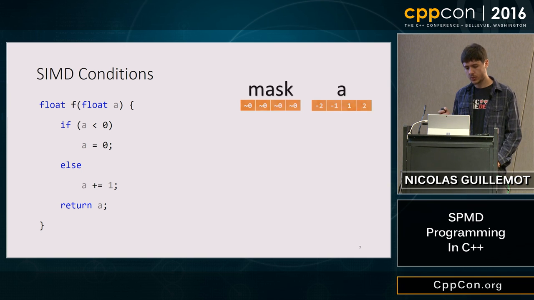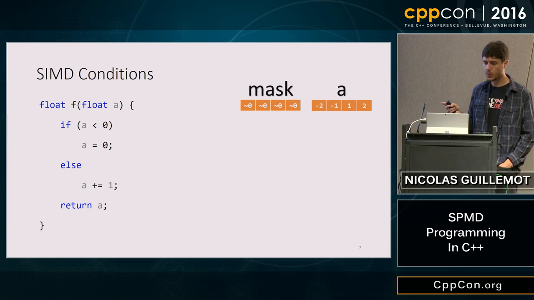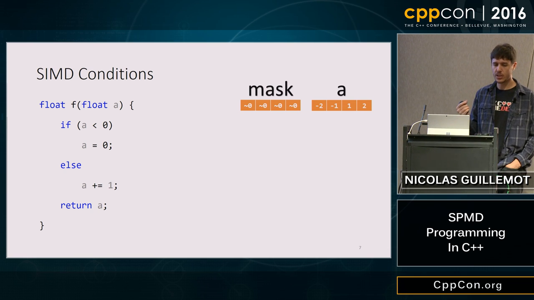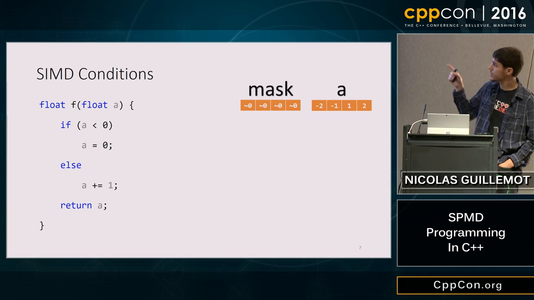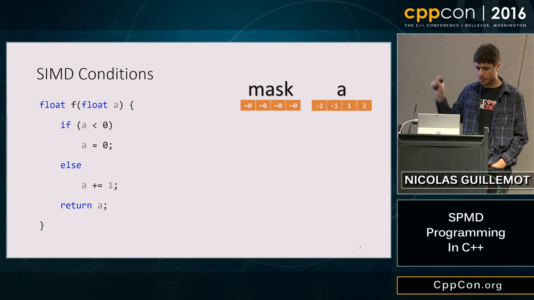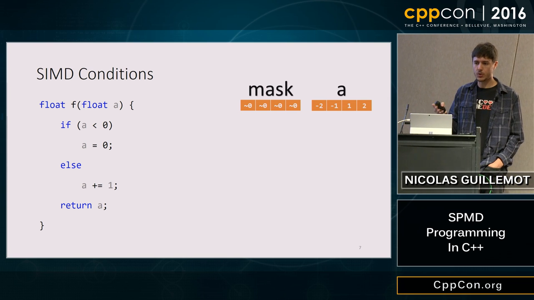And so the way it's going to work is that there's going to be basically two moving pieces. There's going to be a mask, which tells you which of the current computations are active. And the A here is the input. And the reason why there's four numbers under A is because if we convert this function into a SPMD version of that function, it's going to be working on four inputs in parallel and giving you four results.